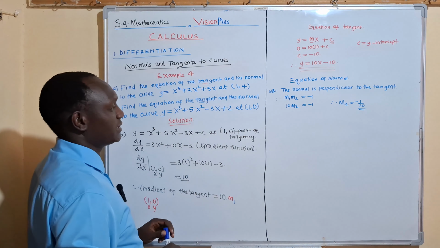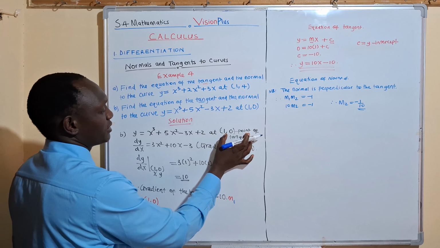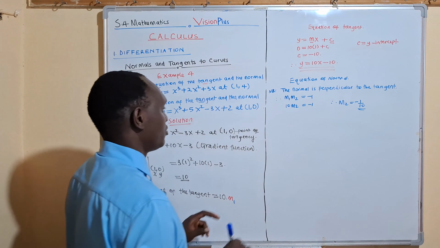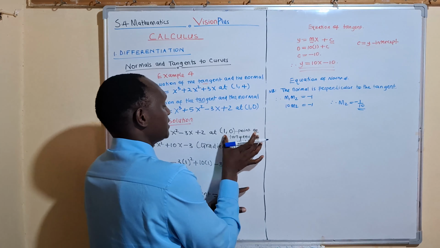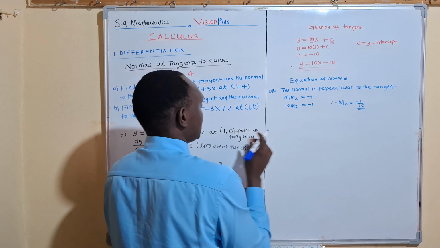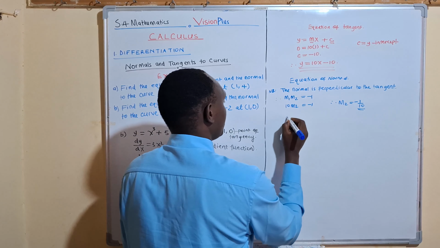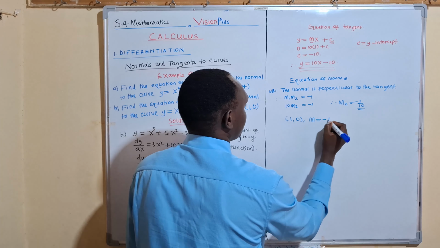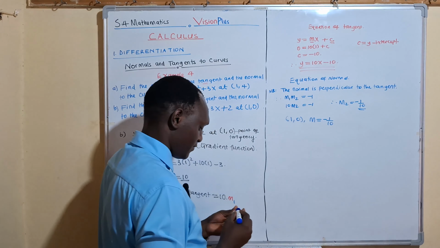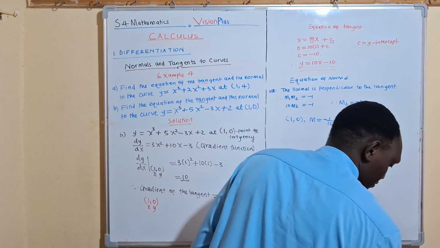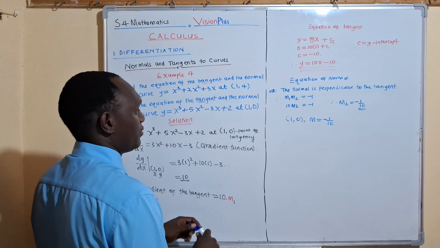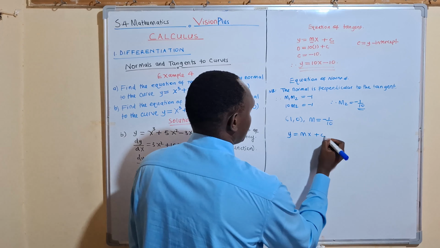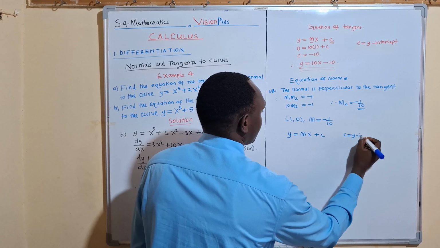If you have the gradient of the normal and you have the point through which the normal passes, then you can find the equation of the normal. This point is for all, that is the curve, the normal, and the tangent. So when you have the point (1, 0), and then we have the gradient negative 1 out of 10, then we can find the equation of the normal. Because a normal is a line given by y equals mx plus c. Now let us get c where c is the y-intercept.